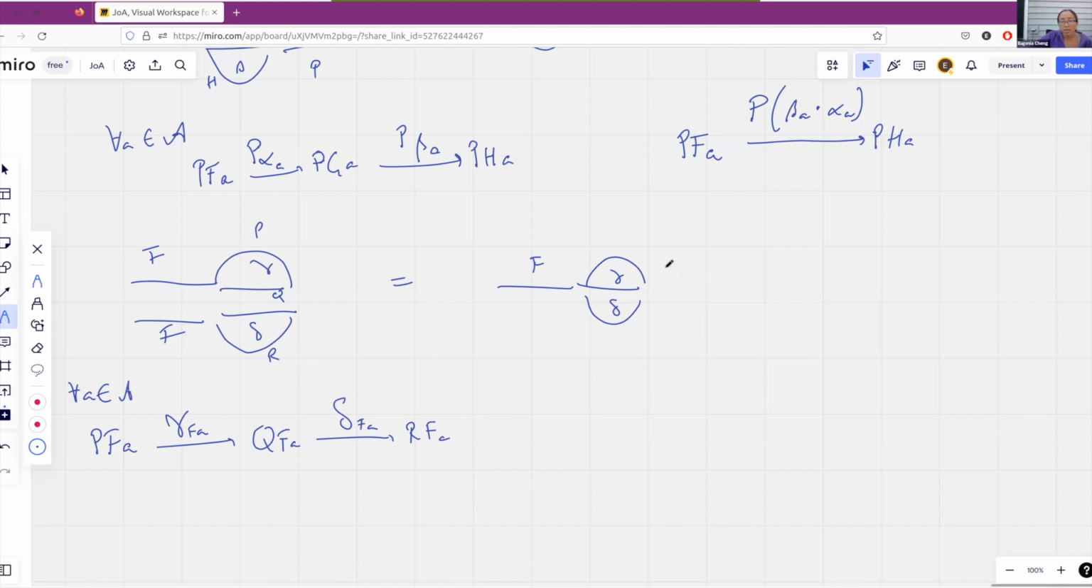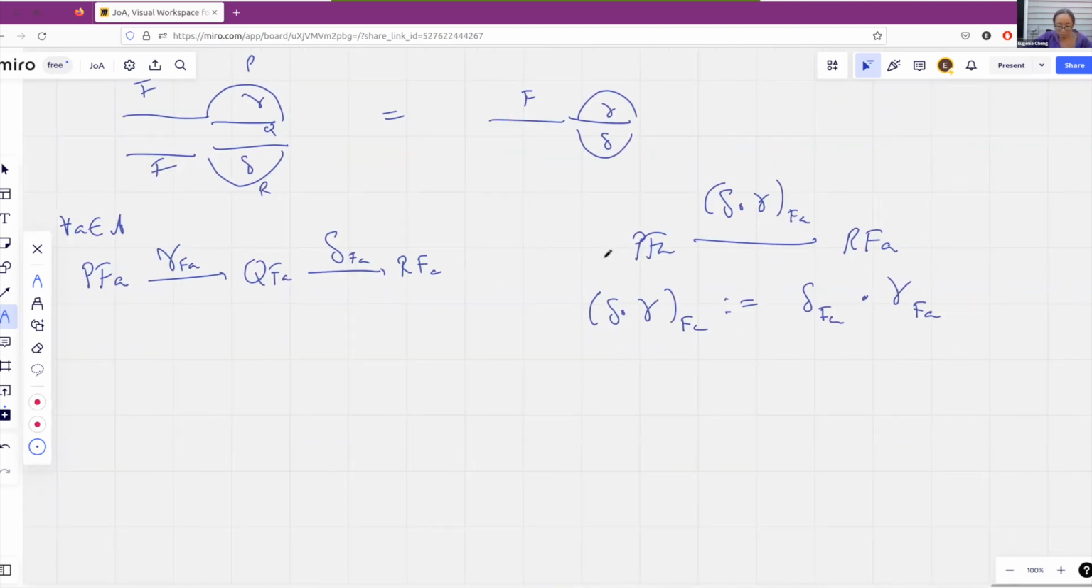Right? Whereas this side is we're going straight from PF of A to RF of A. And we're doing it by doing the component of delta composed with gamma at F of A. But by definition, this is the thing that's the definition. The component of delta composed with gamma at F of A is by definition the component of delta at F of A composed with the component of gamma at F of A. And so it's really by definition of composition of natural transformations that this is true.